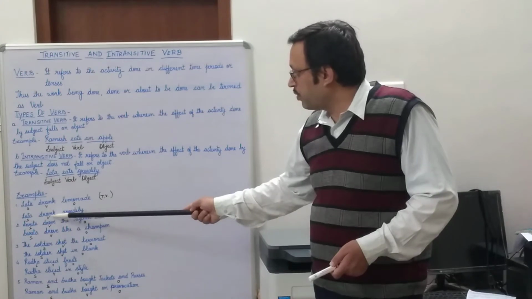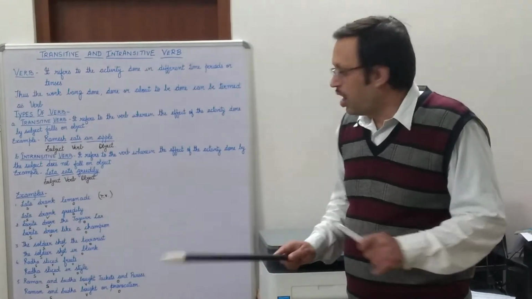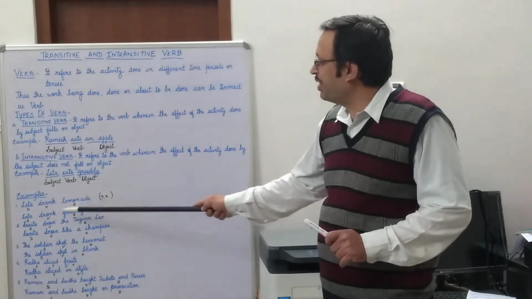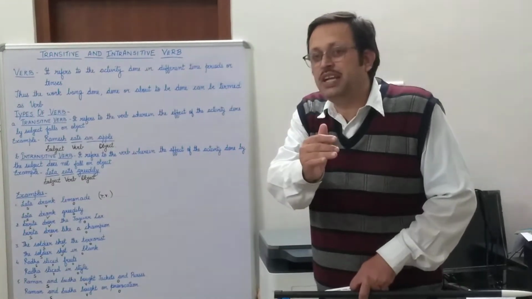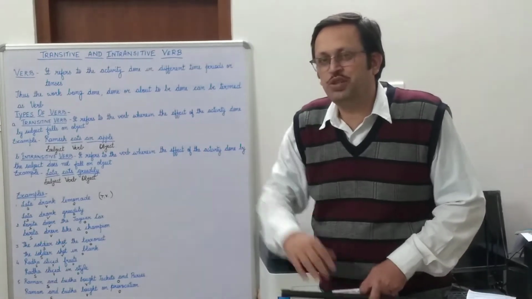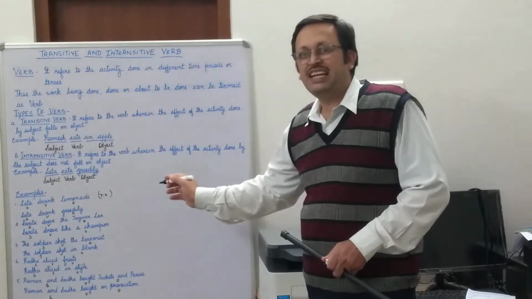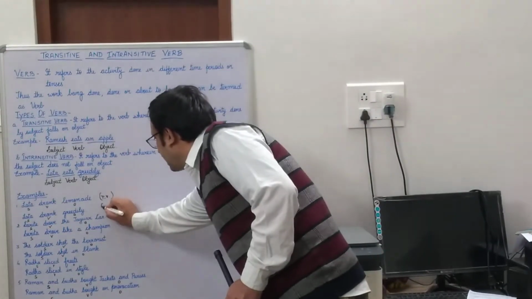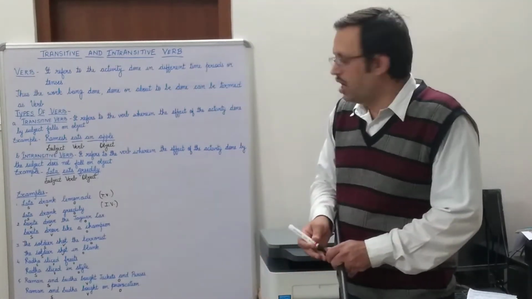But can we find out whether the effect of the activity has passed on to the object? No. Here we are not able to find out whether it has passed on to the object. So when the effect of the activity done by the subject does not pass on to the object, it is known as an intransitive verb. So here we will write it as IV, or intransitive verb.